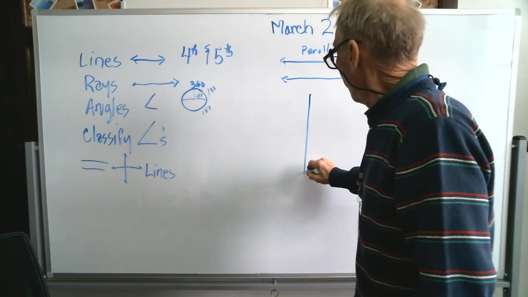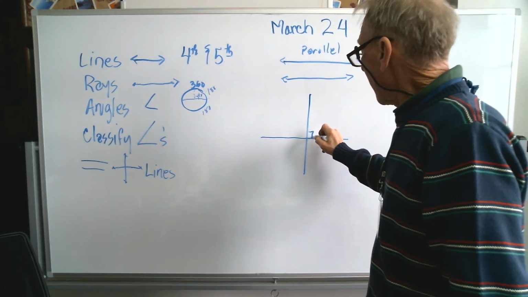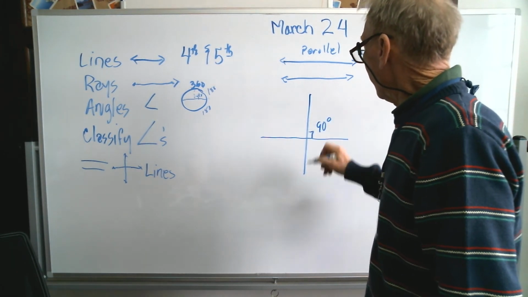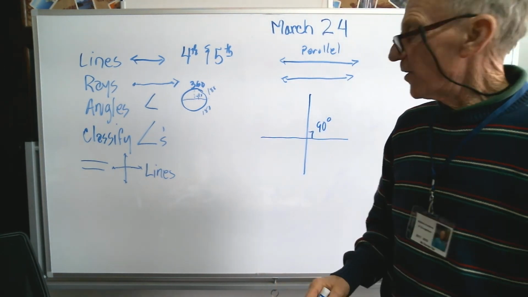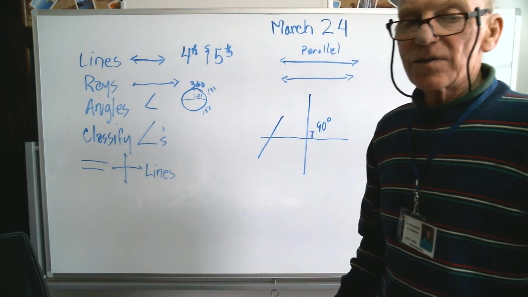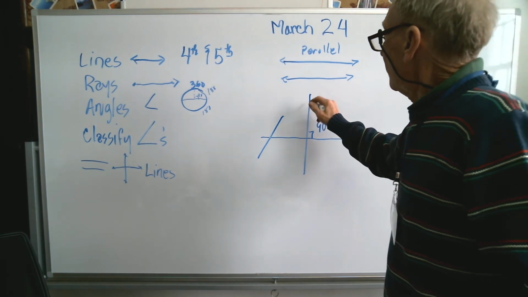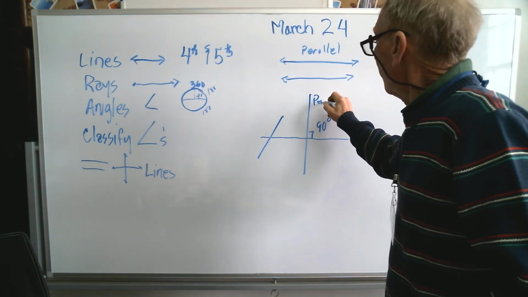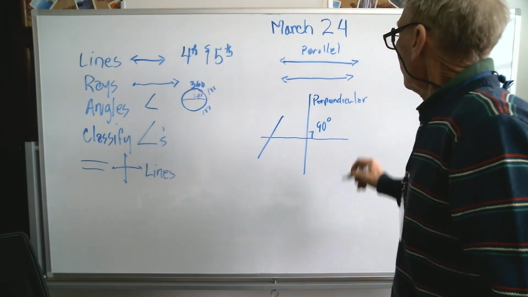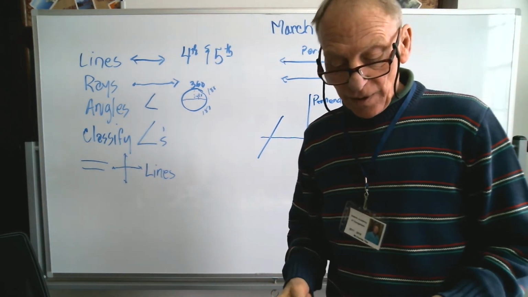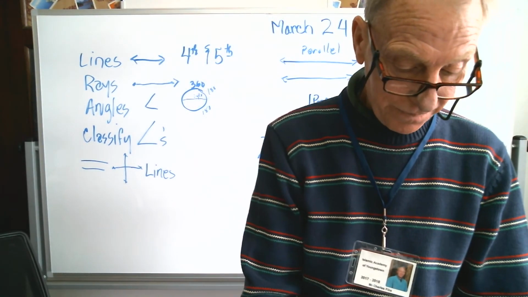Perpendicular means that it crosses right at a 90-degree angle. It's got to be a right angle for it to be perpendicular. If it looks like that, it's not perpendicular. This is perpendicular. So perpendicular means it crosses at 90 degrees. Parallel means they never cross.